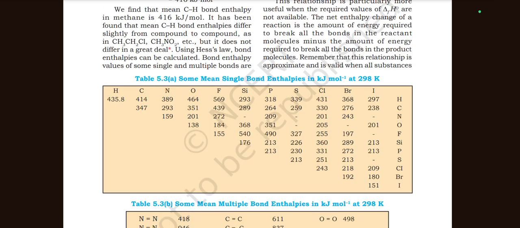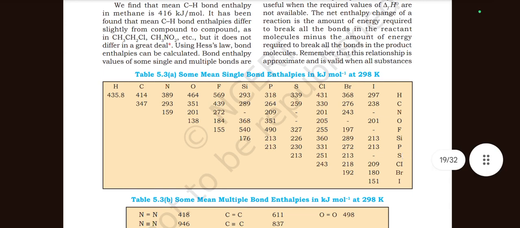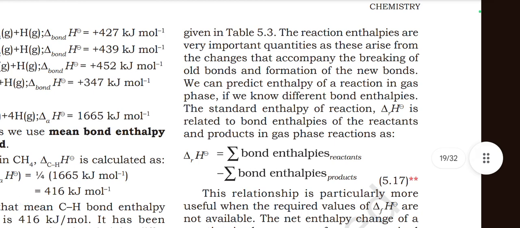We find that the C-H bond enthalpy in methane is 416 kJ per mole. It has been found that mean C-H bond enthalpies differ slightly from compound to compound, as in CH3Cl, CH2Cl2 and CH3NO2 etc., but it does not differ to a great extent. However, using Hess's law, bond enthalpies can be calculated. Bond enthalpy values of some single and multiple bonds are given in the table.